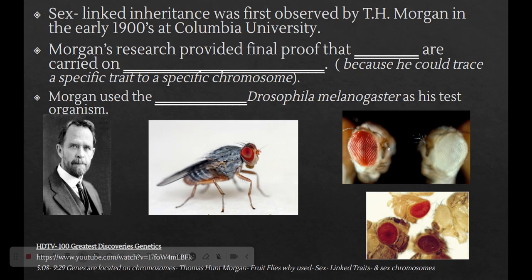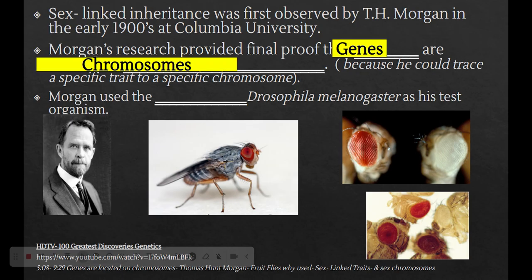Sex-linked inheritance was first observed by T.H. Morgan in the early 1900s at Columbia University. Morgan's research provided final proof that genes are carried on chromosomes because he could trace a specific trait to a specific chromosome. Morgan used the fruit fly, Drosophila melanogaster, as his test organism.